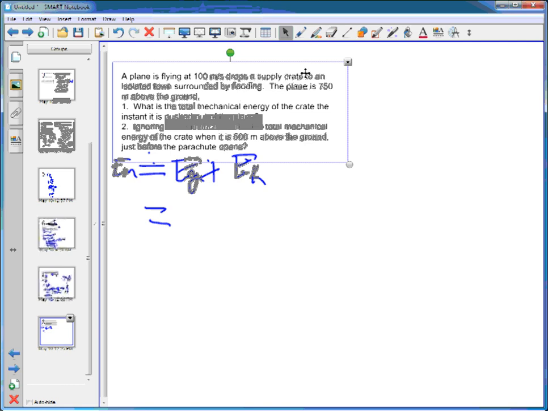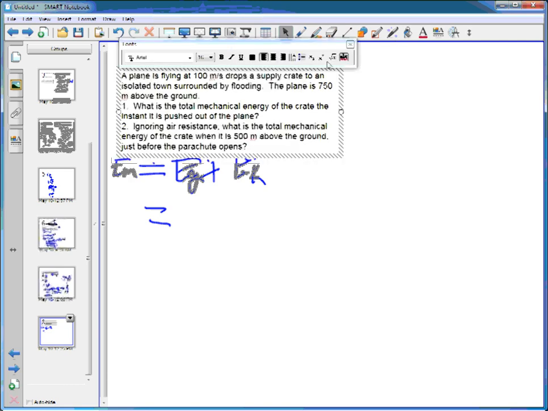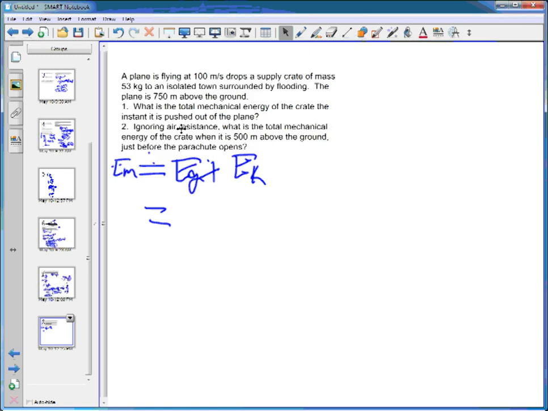The supply crate of mass, let's say 50 kilograms. And we'll do, let's do 53 kilograms. That way we know for sure how many significant figures there are. Okay, my apologies. That question didn't have enough information. So a plane flying 100 meters per second drops a supply crate of mass 53 kilograms to an isolated town surrounded by the flooding. The plane is 750 meters above the ground. What is the total mechanical energy of the crate the instant it is pushed out of the plane?